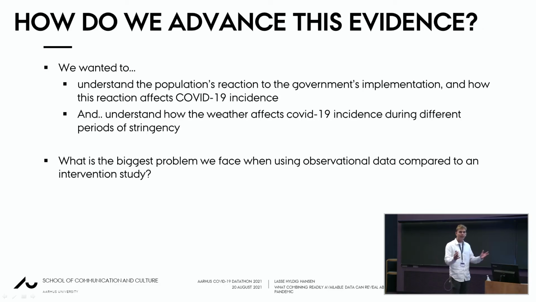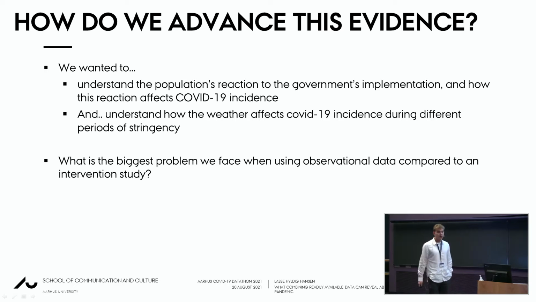We have all of this readily available data. We're students, so we can't really go out and make an intervention study. But we can use the things we have at home. And thanks to SSI, and thanks to Google, and thanks to a lot of people, we wanted to understand this reaction from the population and how they reacted to government implementations and restrictions throughout the time of the past 1.5 years. Further, we wanted to understand how weather affects COVID-19 incidents during different periods of stringency.